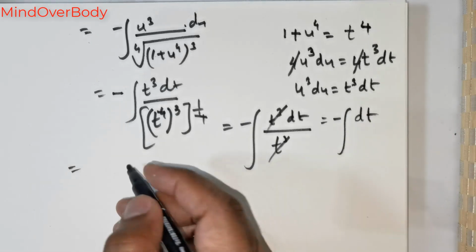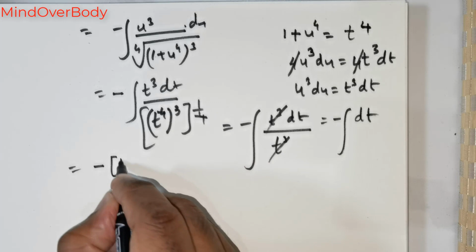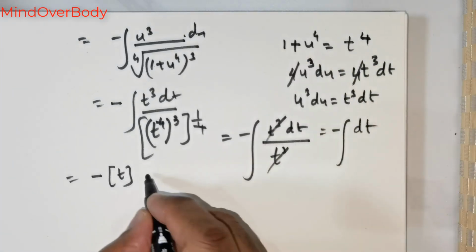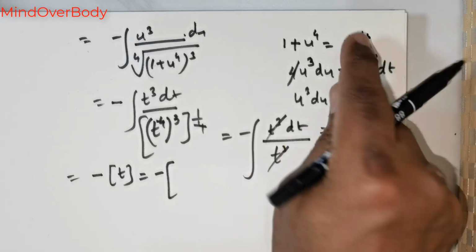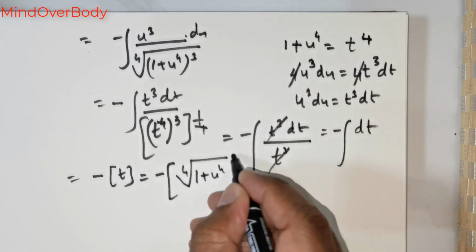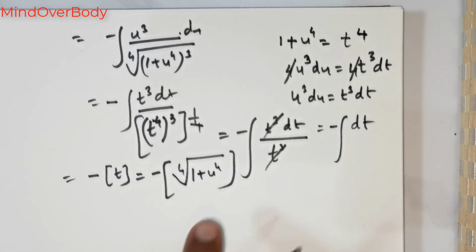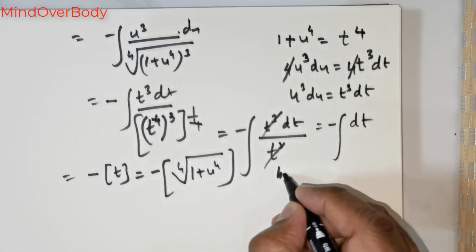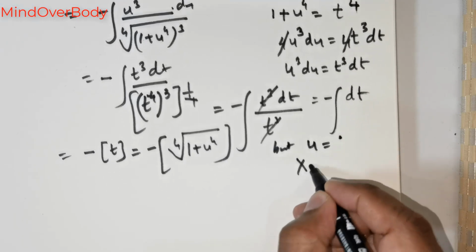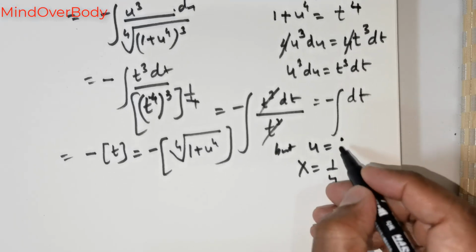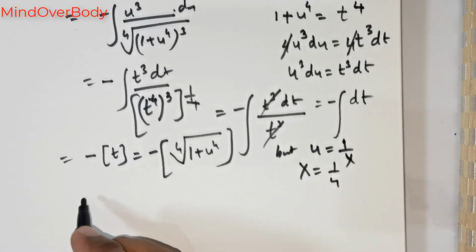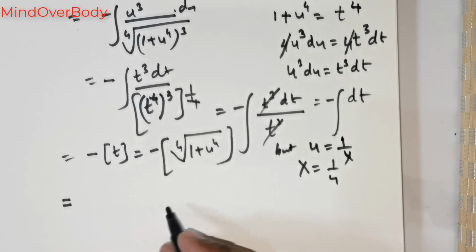Now when you integrate dt you get t, so it's going to be negative t, but my t to the power of 4 is this, so my t is going to be 4th root of 1 positive u raised to the power of 4, right? So this is what you got. But what is my u? Actually we have taken x to be equal to 1 over u, so therefore my u is equal to 1 over x, right? You can refer to the previous part where I made the substitution.